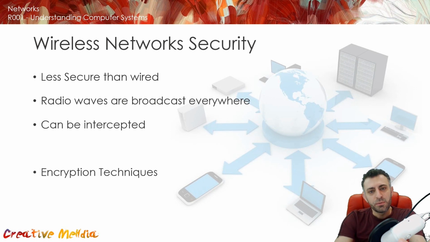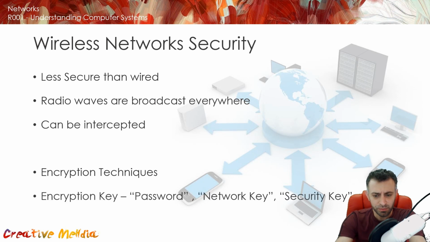Well, we can use different encryption techniques. There are multiple encryption techniques in your textbook that I will cover. I will also cover one or two more that are not necessarily in your textbook, but I think it's important for us to go into detail on all of the encryption techniques available for securing a wireless network. Firstly, just to help you understand what is meant by an encryption key: it refers to the password, or the network key, or the security key that you have to physically type in to get access to the network.